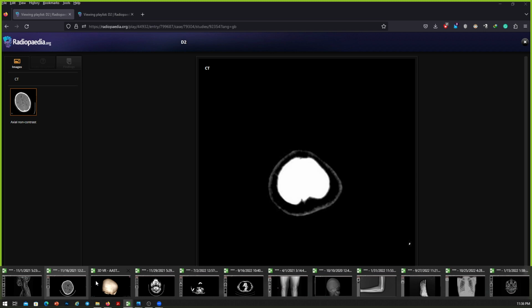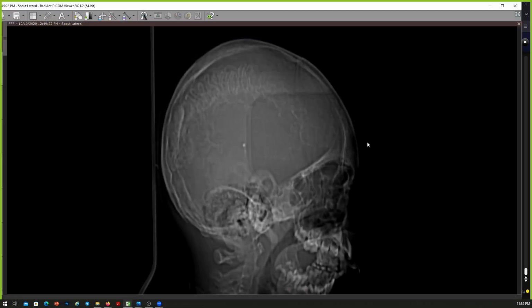Okay. Have a look at this case, please. Okay, so this is a lateral scout X-ray for a CT scan of the skull. I can see evidence of curvilinear. Is this an adult patient or a pediatric patient? No, it's pediatric because the fontanelles are still open.